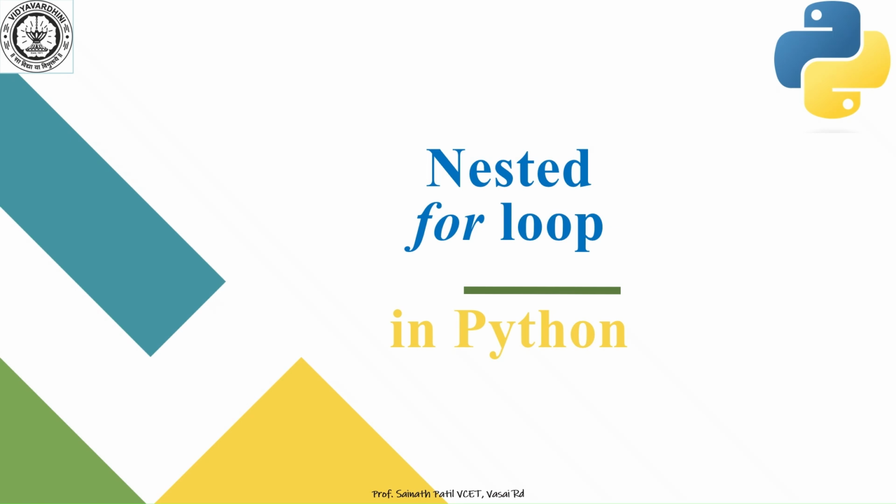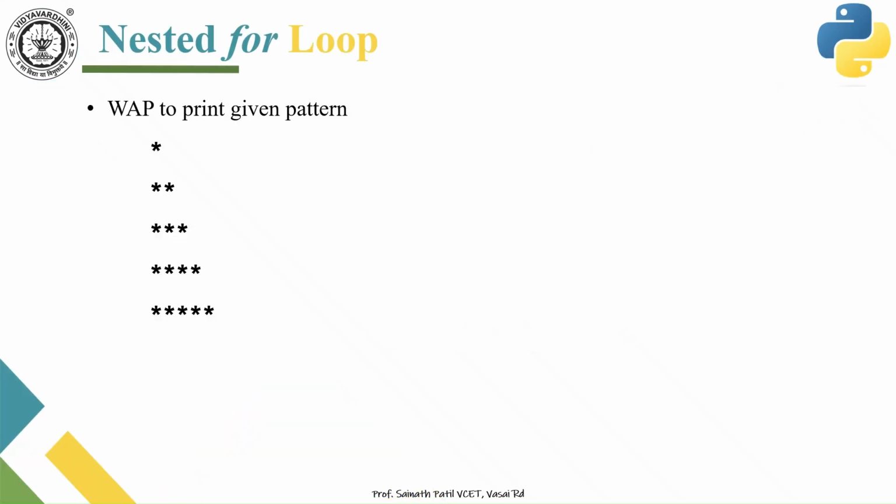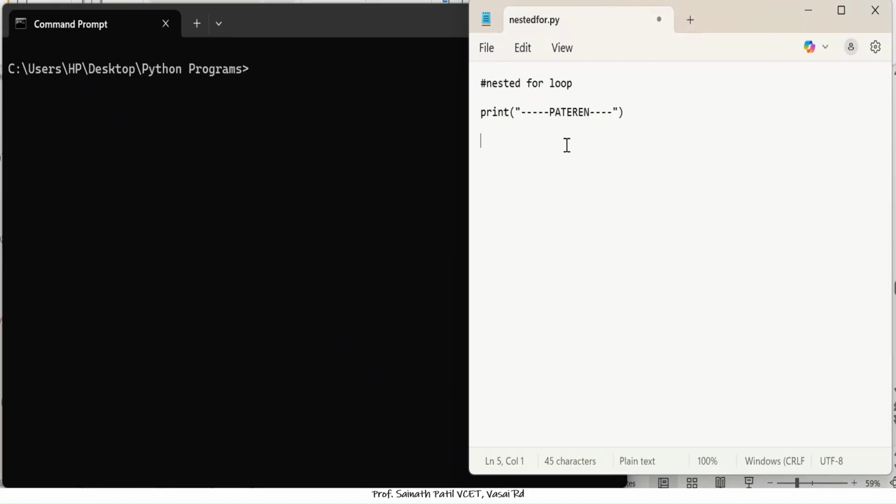Let's learn nested for loop in Python. Now we will write a program to print a star pattern using a nested for loop. Here I will write a for loop using the range function.